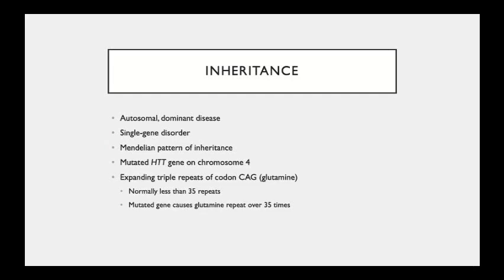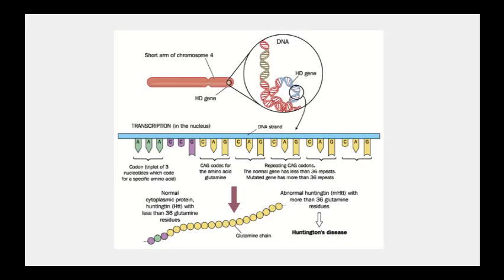So here you see where the gene is located on chromosome 4, and you see how it's transcribed. We see the start codon as well as the CAG repeats. As I mentioned before, those who have less than 35 of these repeats are not affected by Huntington's disease. However, when there are more than 35 of these repeats, that's when someone is affected.